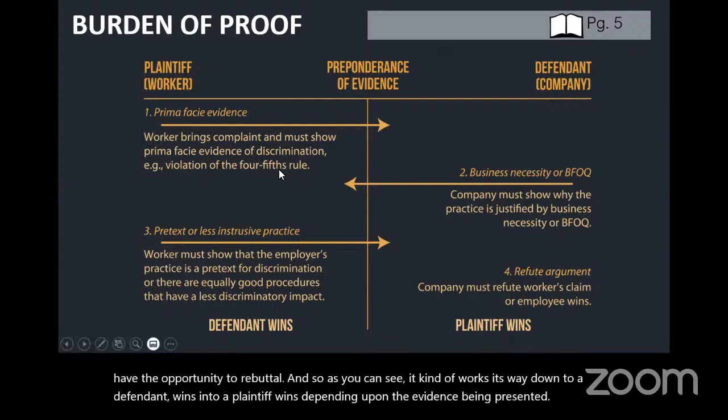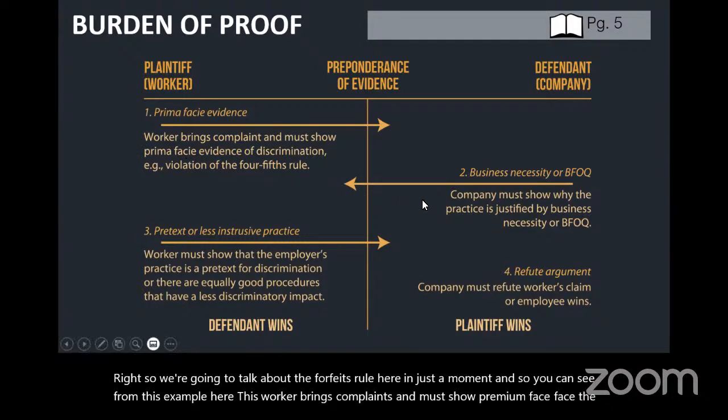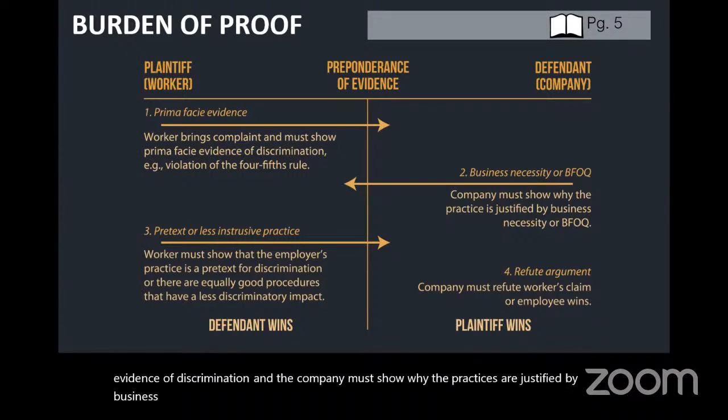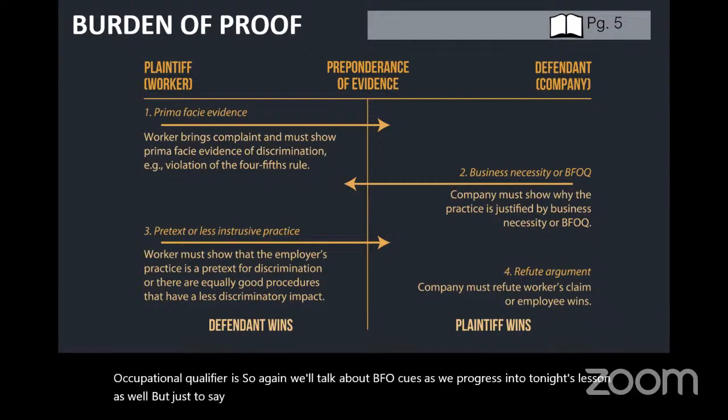So we're going to talk about the 4/5 rule here in just a moment. You can see from this example that this worker brings complaints and must show prima facie evidence of discrimination. The company must show why the practice is justified by business necessity or a bona fide occupational qualifier. Again, we'll talk about BFOQs as we progress into tonight's lesson as well. But just to say that this is the way we've always done it, or I'm not sure why we do it that way.